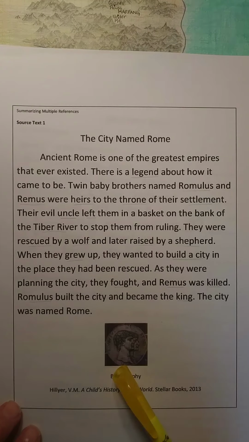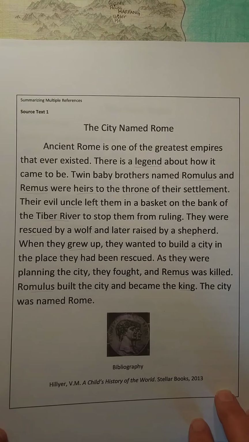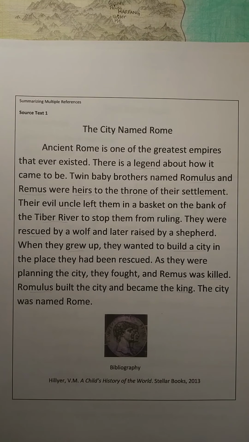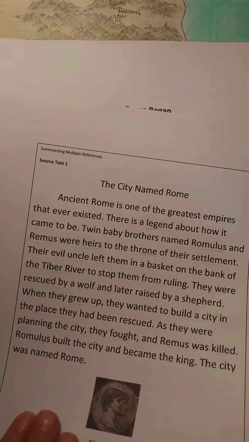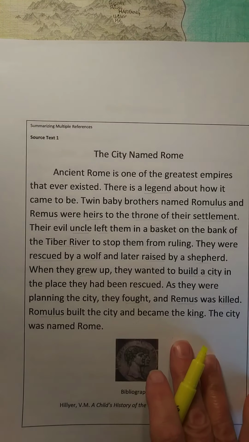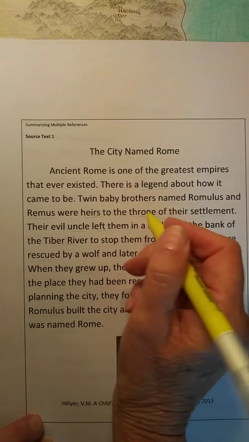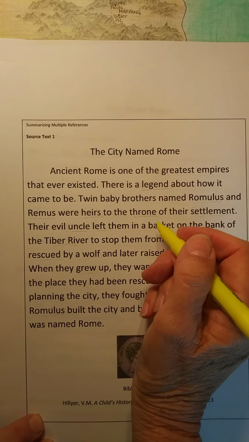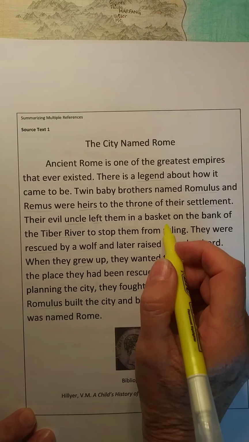Okay, and this is a picture of a coin that has the 2 brothers, Romulus and Remus, on here. All right, this is written by V.M. Hillier. Okay, so what we're going to do now is we're going to take notes on our keyword outline note-taking sheet. Now, what I want to do before that is I want to show you how you can go through your source text and highlight or underline keywords that you think are important or the facts that you want to include in your paper.